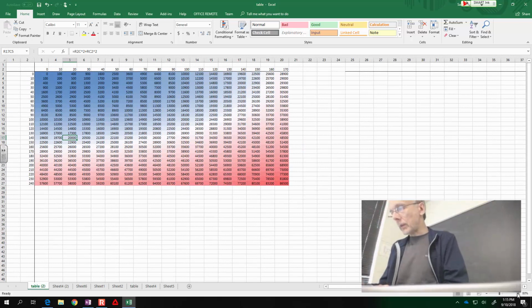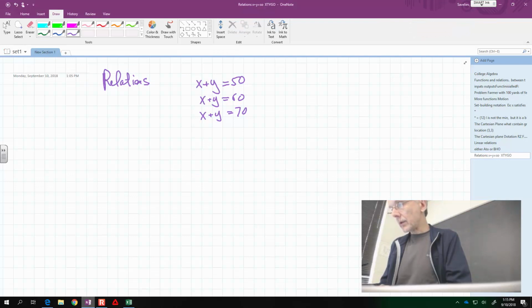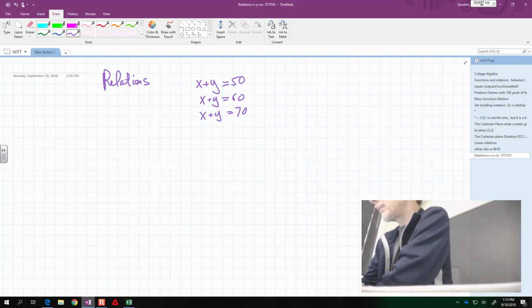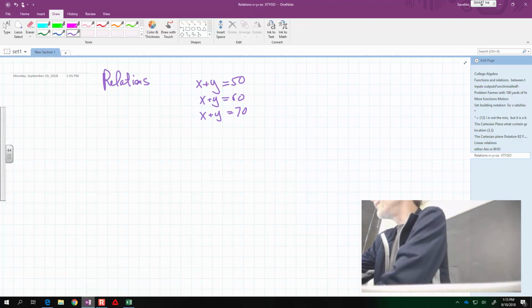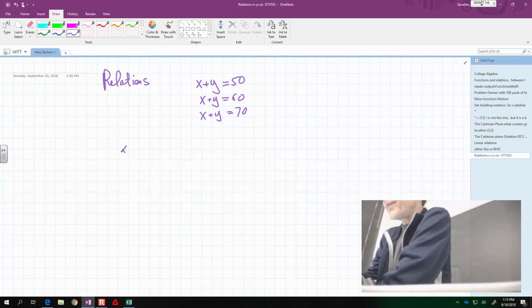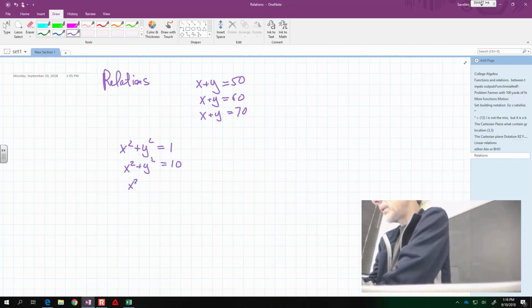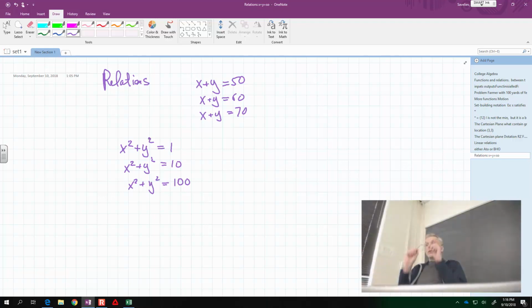So what I'm talking about is the relation being what? The relation is x squared plus y squared is equal to, say, 1. x squared plus y squared is equal to 10. x squared plus y squared is equal to 100. So these are all of them that we're seeing on the same xy plane, and each of them is colored by a different color.